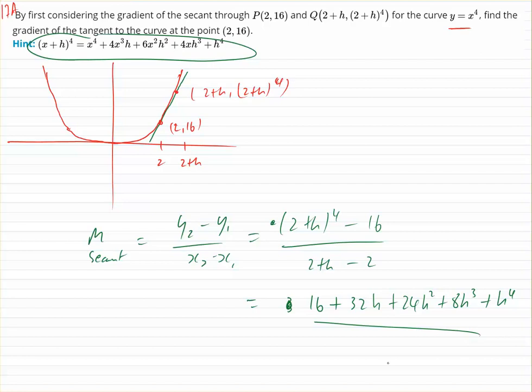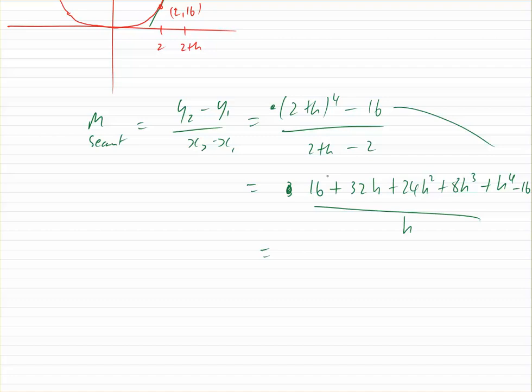Okay. And we're going down below. Oh, we've still got the minus 16, sorry, because we've got a minus 16 there. That carries over. And down below, we've got 2 plus h minus 2, which is just h. Alright. The 16s cancel each other. And if I divide both sides by h, I get 32 plus 24h plus 8h squared plus h cubed. Okay, so this is the m of the secant between the 2 points.